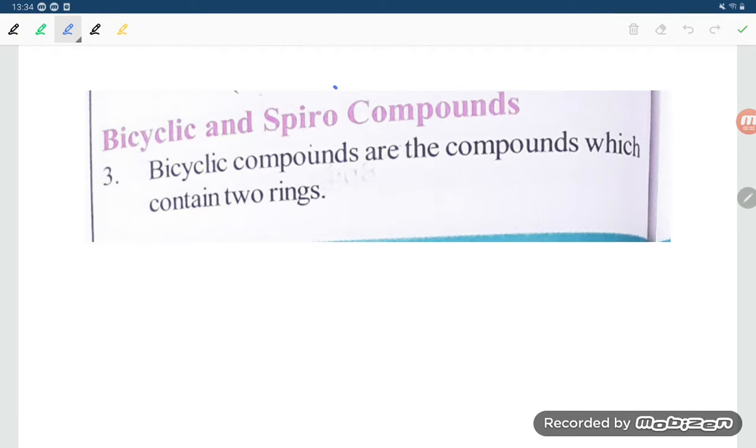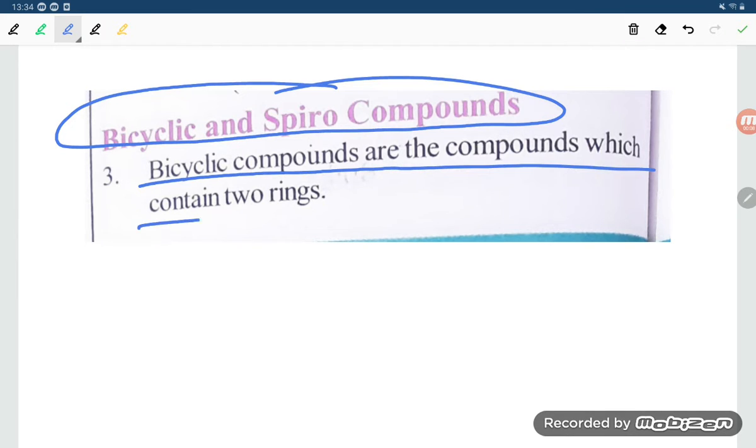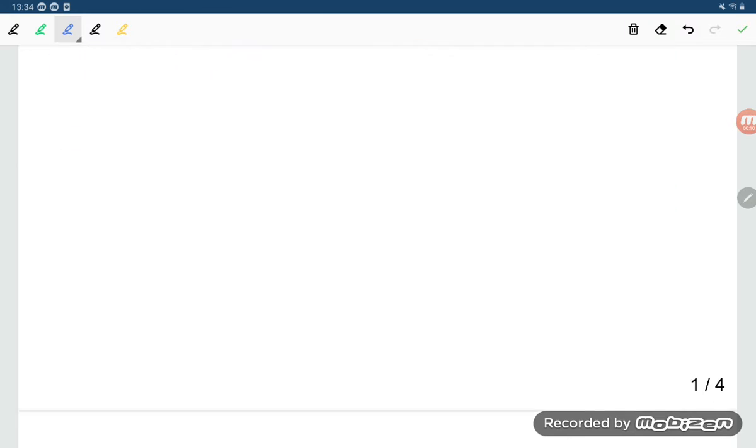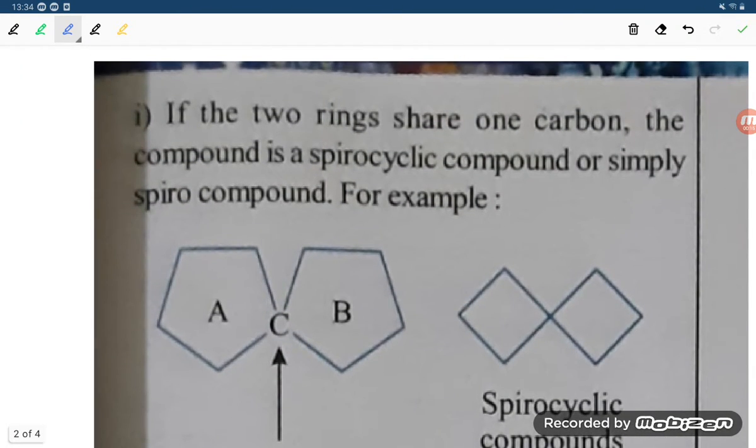Hello students, today we are going to understand bicyclic and spiro compounds. Bicyclic compounds are compounds which contain two rings. Any compound having two rings is known as a bicyclic compound. Okay, let us have a look at it.